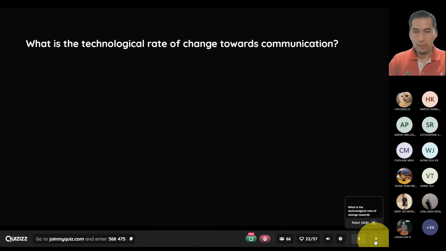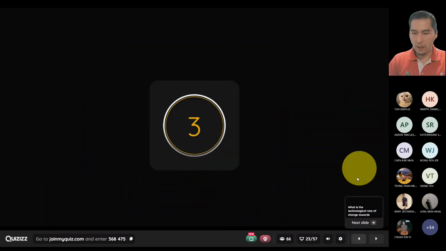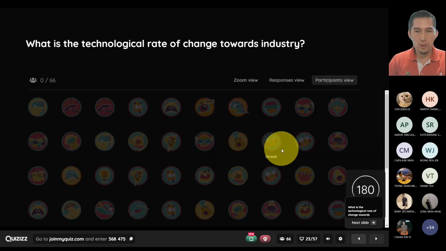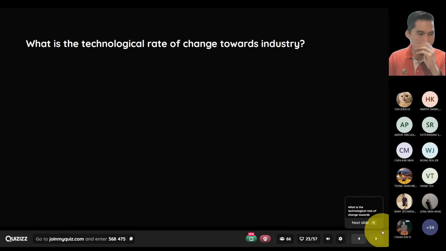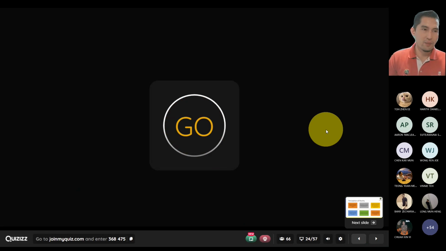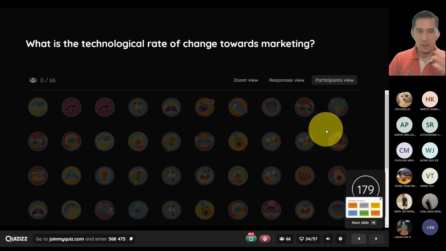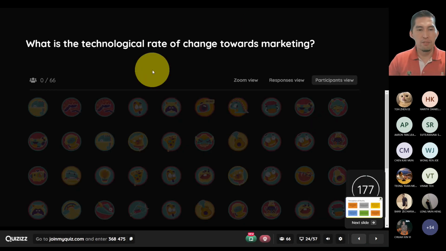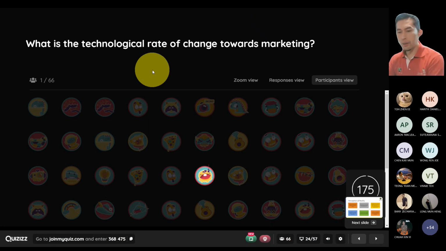Moving on. I'm not sure if this one is something I want to do. Hold on, don't start drawing yet. I want to check first whether I want you to do this or not. Industry, I will skip. I think all of us agree that in terms of industry, the rate of change is definitely much higher because the use of manpower has been reduced a lot. For marketing, go ahead.